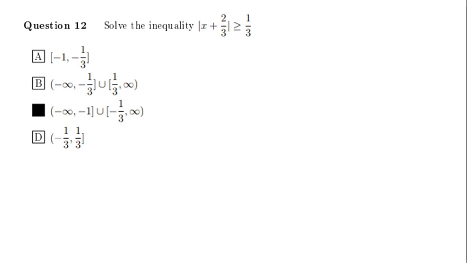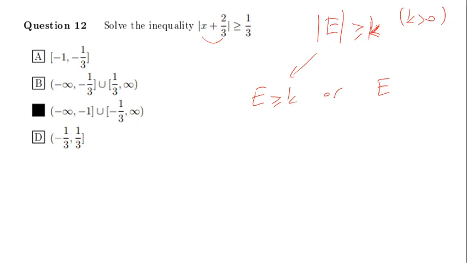Now solve the inequality. So we have, okay, remember this: if you have an expression bigger than or equal to some positive number k, we have two cases here. Either the expression is bigger than or equal to k, or the expression is less than or equal to minus k. So let's use this one. Our expression here is this. So x, we have two cases: either x plus 2 over 3 is bigger than 1 over 3, or x plus 2 over 3 is less than minus 1 over 3.